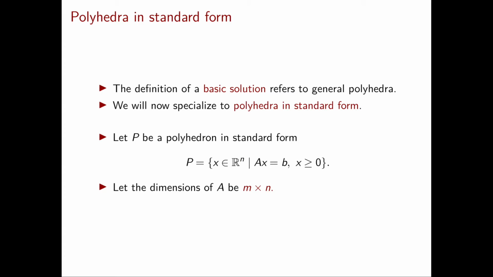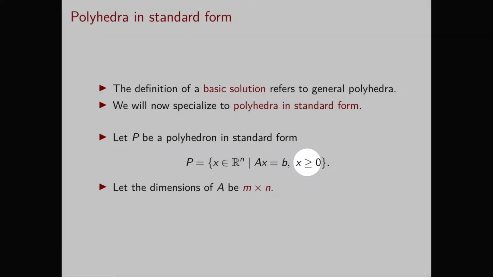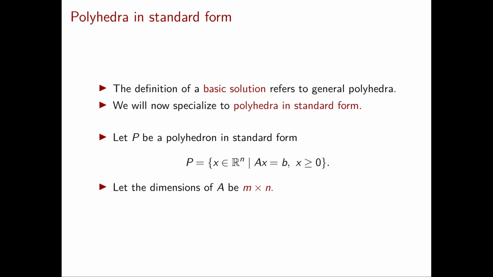Throughout this video, we will be working with the polyhedron in standard form. We will denote it as usual by P, and as usual, it will be the set of points in R^n that satisfies the system of equalities Ax = b and x greater than or equal to 0. The matrix A has m rows and n columns.